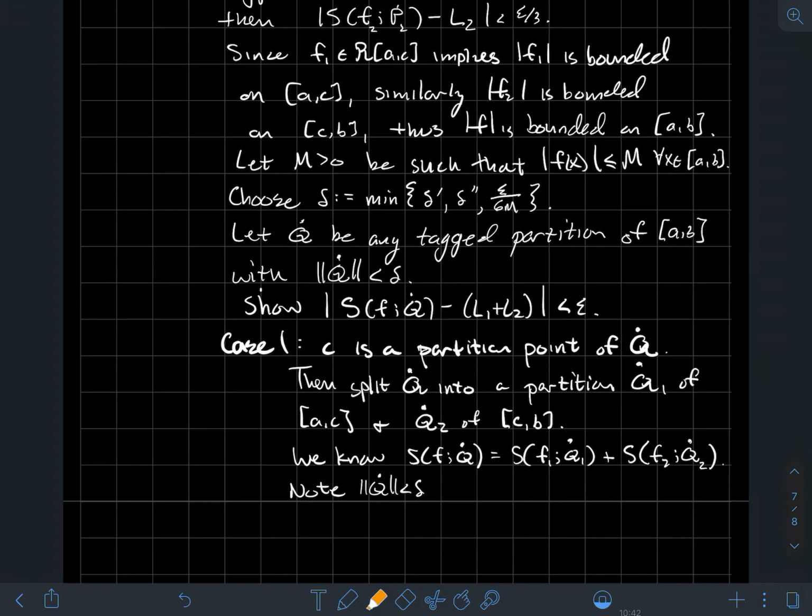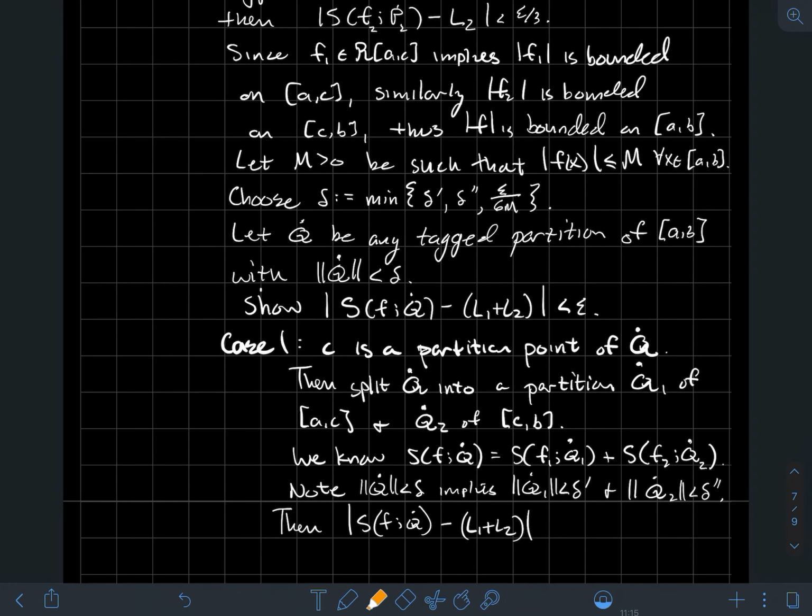And so note that if Q dot has a norm less than delta, so the whole partition from A to B has a norm less than delta, that tells me that when I split it into these two little pieces, they should all have norm less than delta as well, which, by the definition of delta up here, is the minimum of delta prime, delta double prime, and epsilon over 6M. Therefore, this piece Q1 has a norm less than delta prime, and this piece Q2 has a norm less than delta double prime.